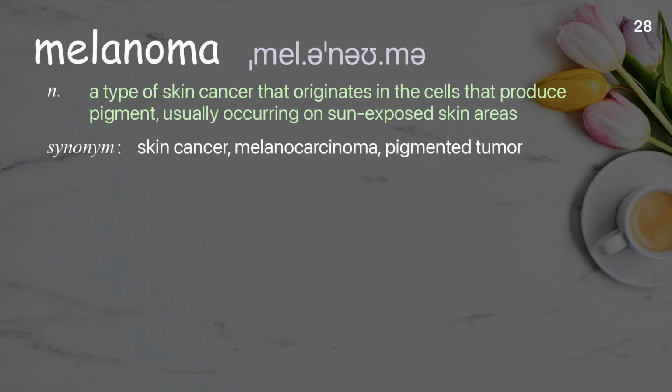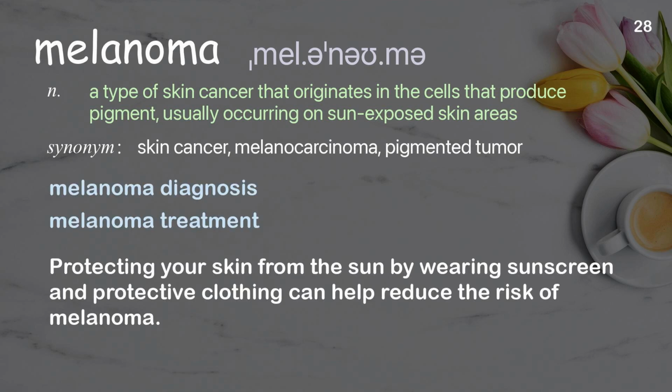Melanoma. A type of skin cancer that originates in the cells that produce pigment, usually occurring on sun-exposed skin areas. Examples: Melanoma diagnosis. Melanoma treatment. Protecting your skin from the sun by wearing sunscreen and protective clothing can help reduce the risk of melanoma.